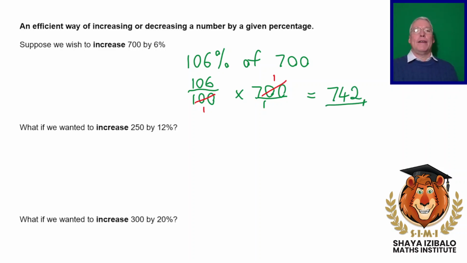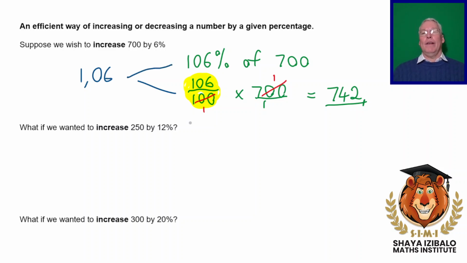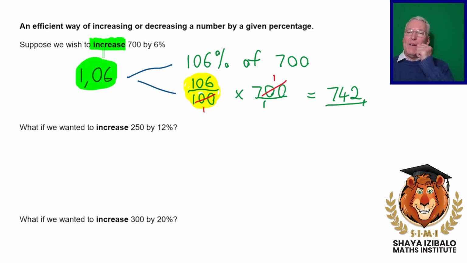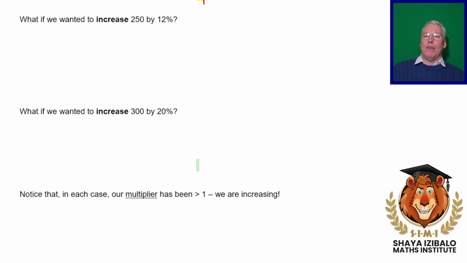Right, this number over here that we've multiplied our 700 by is actually 1.06, all right? It's 1.06, but it's also 106%. So we need to be comfortable that 1.06 is the same as 106%. And it's the same as 106 over 100. Notice that we're multiplying by a number slightly bigger than 1, and that's why our answer is increasing.